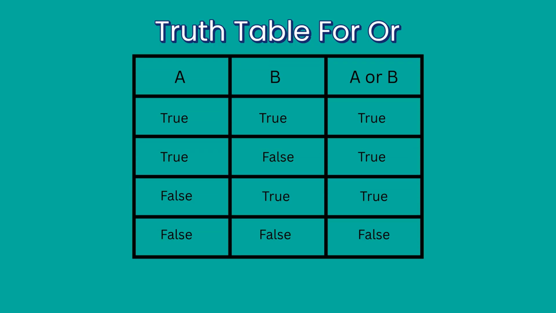Now let's look at OR. This one is more forgiving. If either condition is true, the whole expression is true. As you can see, the only time you get false is when both the conditions are false.